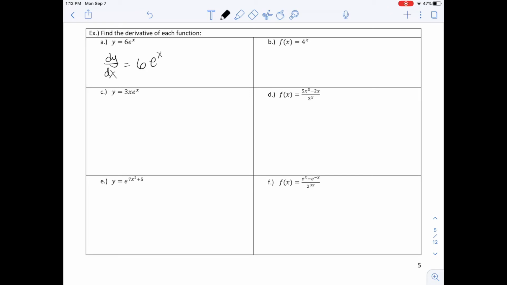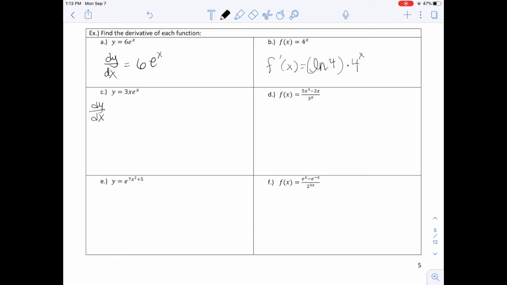Part B says f of x equals 4 to the x. So finding our derivative, I'm going to go ahead and write f prime of x equals, and we have the derivative of b to the x is just ln of b. And so we have ln of 4, and then it's times 4 to the x, or b to the x, like we have up above. There's not any simplifying. You cannot multiply these together because we have 4 to the x and ln of 4; you cannot combine.